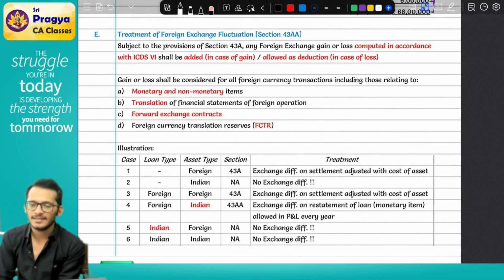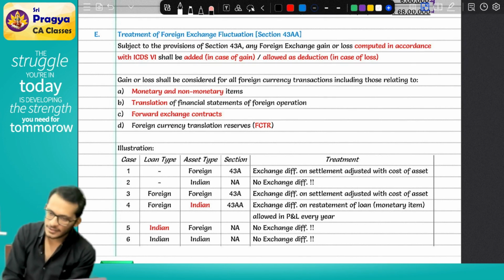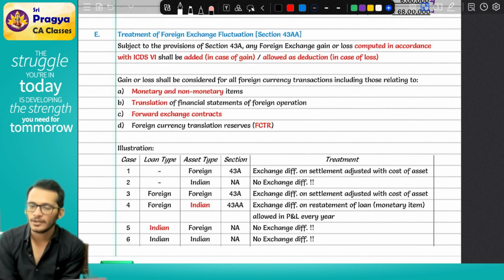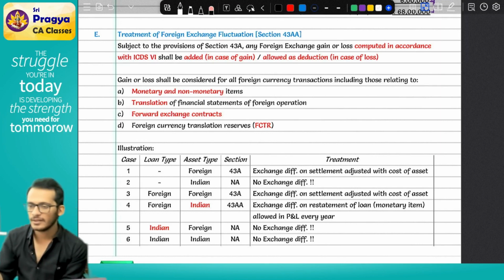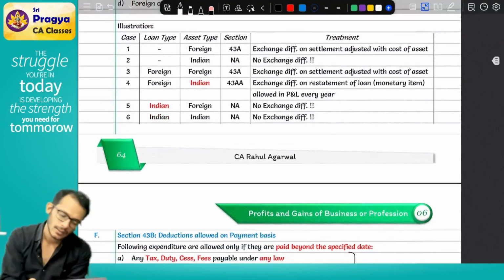The concept is that if you have any kind of foreign exchange gain or loss which is other than a foreign exchange asset, you have to claim it in your P&L if it is a loss, and you have to offer it to tax if it is a gain. Simple straight cut logic. Yes, some examples of this will come in ICDS 6. We will discuss when we do ICDS 6. Can we go forward? Yes.